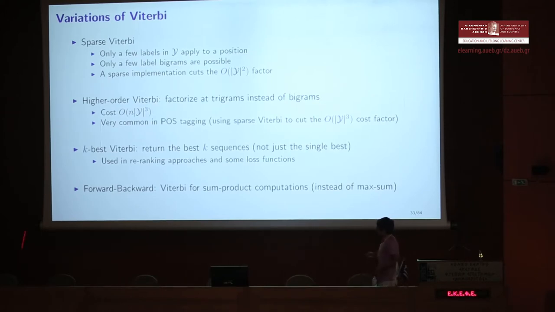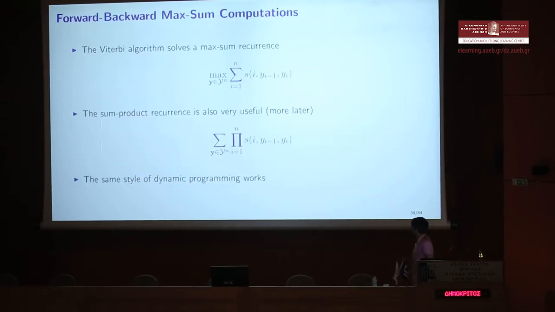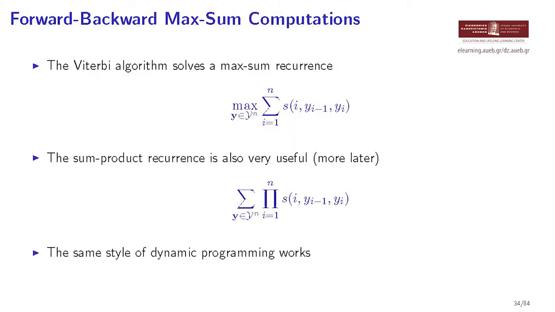So it's very useful. Another variation of Viterbi that goes in a different axis is forward-backward, which I will review now, hopefully quickly. It's Viterbi for sum-product computations. Viterbi solves a max-sum recurrence. We are summing scores and we want the max, so we call it max-sum. But with a factored model, you can think of a sum-product. For a sequence, you do a product of scores, and then you sum the scores of all sequences.